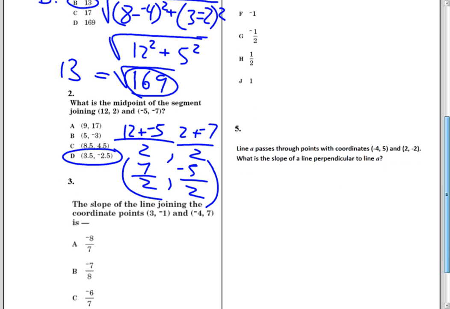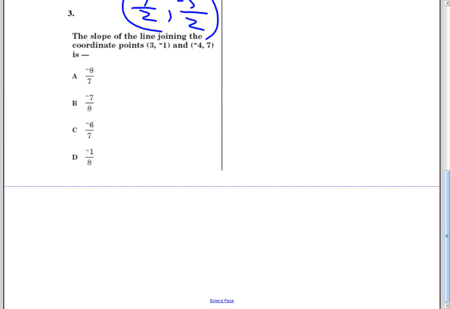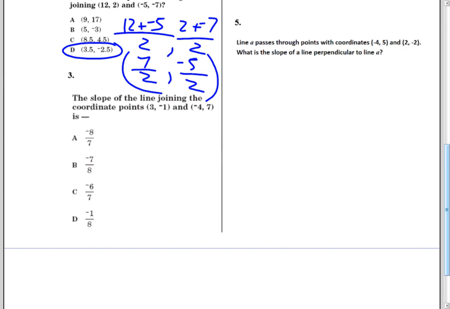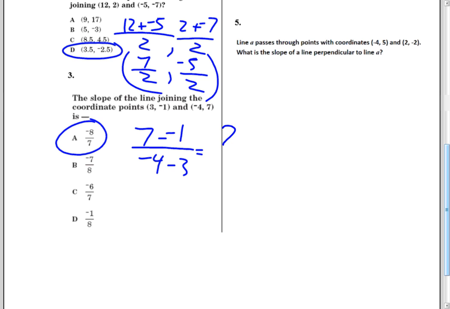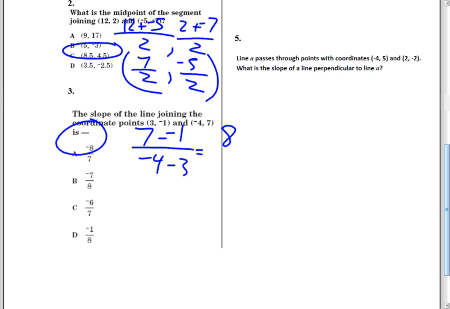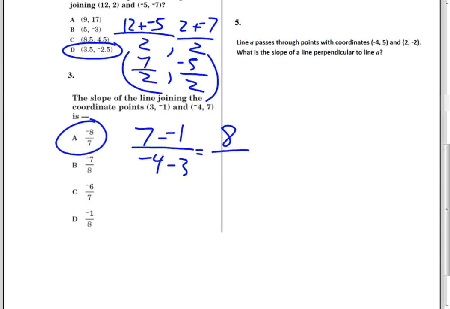Tell me what you got for number 3. A. Did you get A? Good. It doesn't matter where the negative shows up. If I get 8 over negative 7, that is the same as negative 8 over 7. It doesn't matter where the negative is. It could be on top.